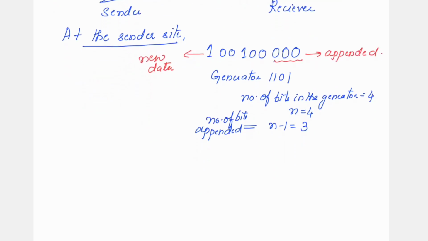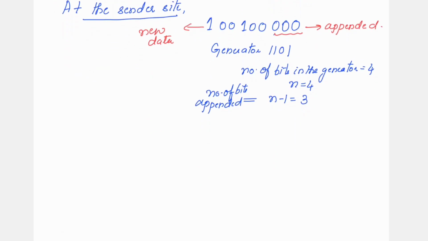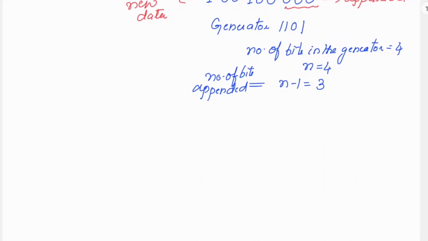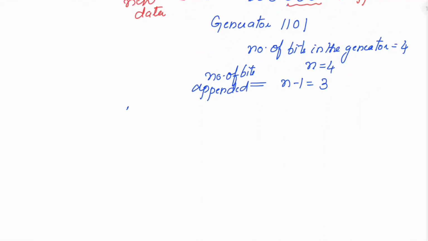Now the sender will take this new data. Let me write it here in small font size so that I can cover all these steps in one screen. 100100 and these 3 appended bits. So now the sender divides this data by the generator. The generator given is 1101. So carry out the binary division. Let us perform the XOR operation.